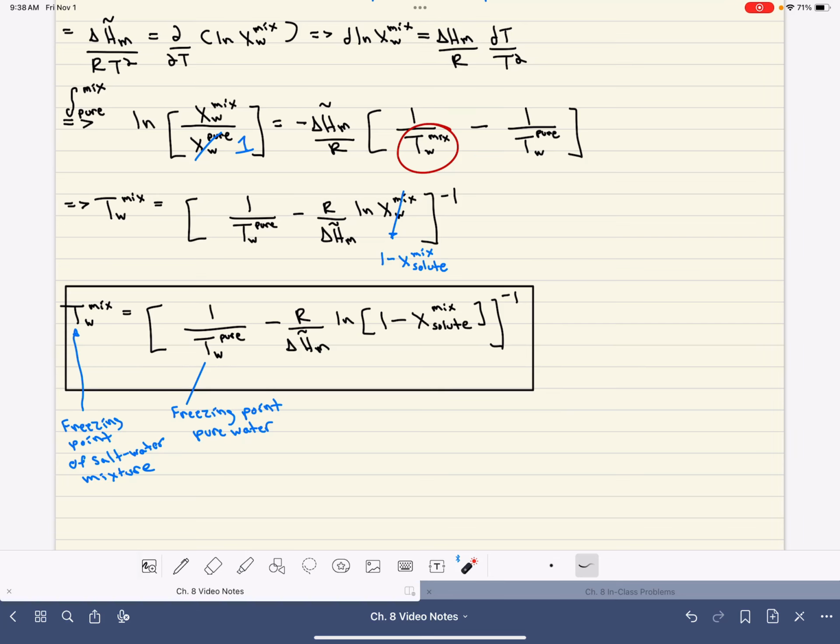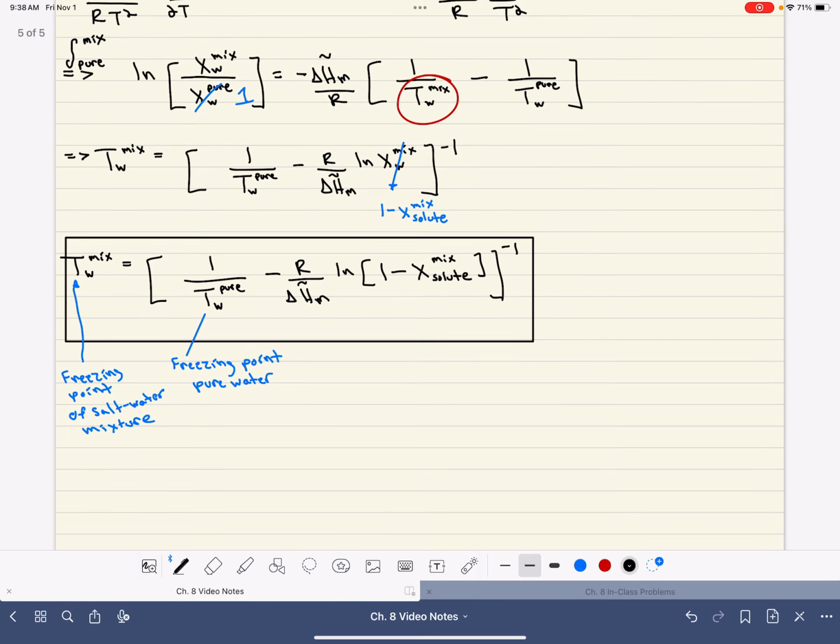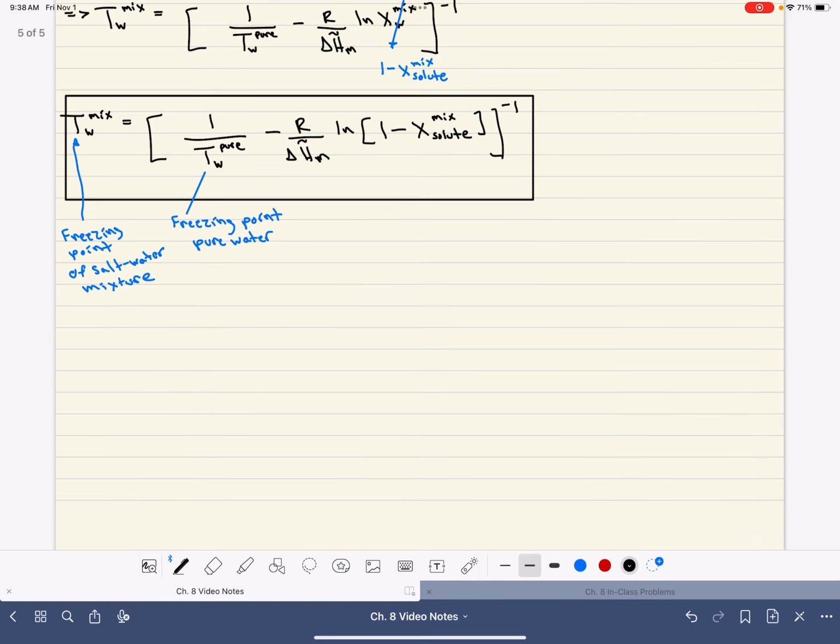Now that we have a model to describe the freezing point of the saltwater mixture, the solute water mixture, let's actually calculate how much the freezing point temperature changes when we're dealing with seawater, to compare it to pure water. Okay. All right, so we're going to deal with water that has a 3.5% salinity.